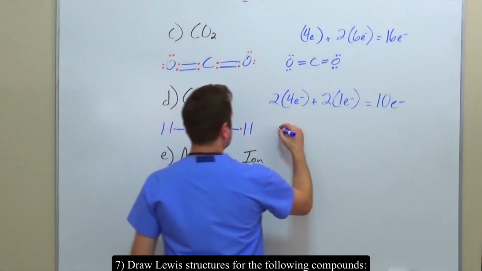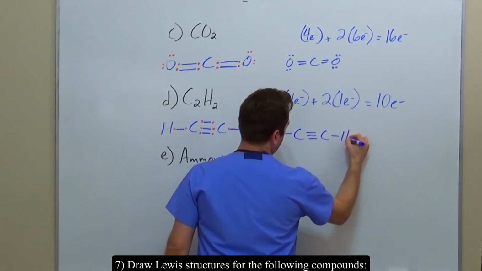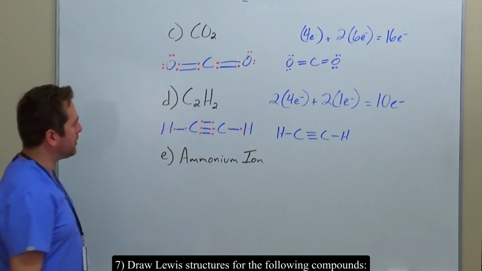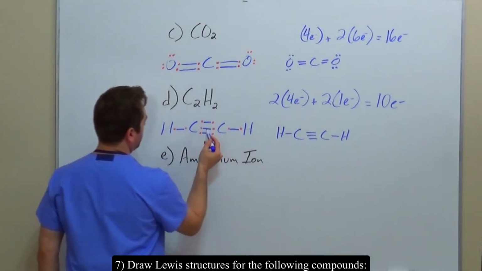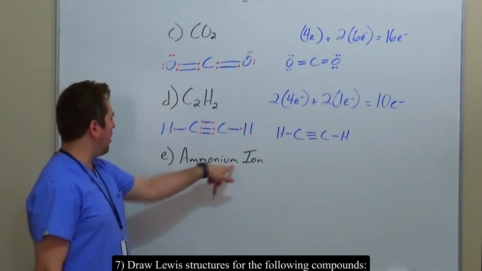acetylene looks like. I'll show you the cleaned up version of it. Boom, there it is. And that little structure is complete. Again, 10 electrons, 2, 4, 6, 8, 10. Yes, sir, it's done. Ammonium ion for letter E.